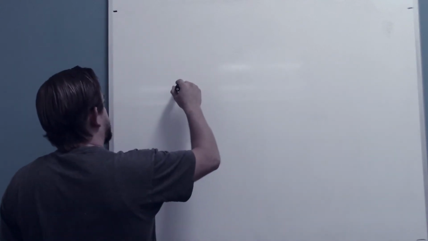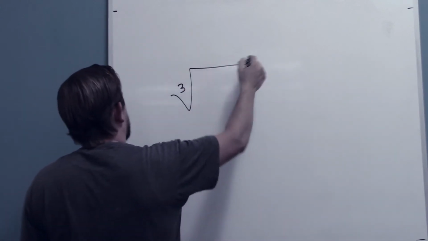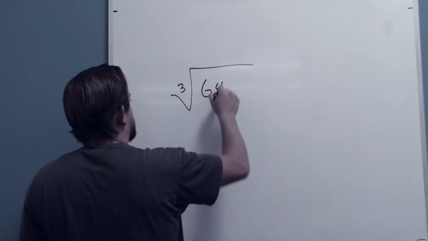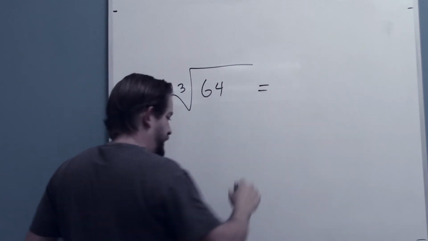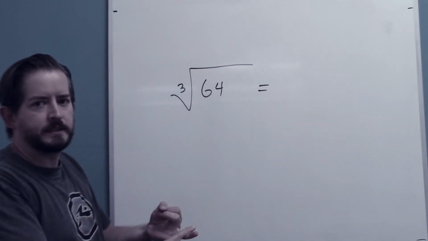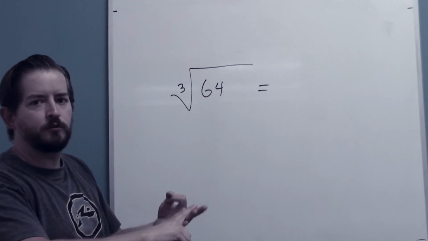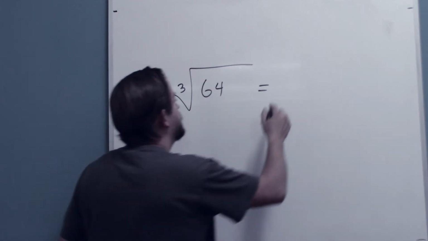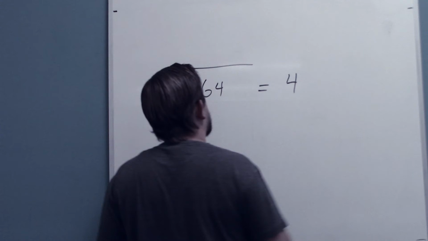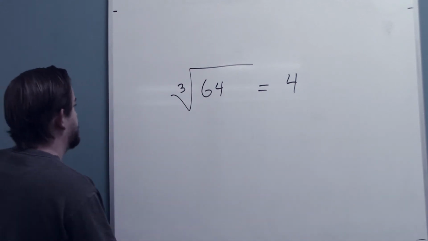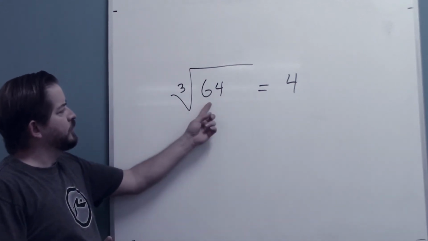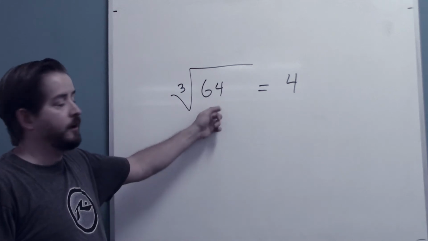So for example here, the cube root of 64. Well, I happen to know that 4 times 4 is 16, and then times one more 4 is going to give me 64, and therefore I have 4. Now I just happen to know that, but if you don't know that, you can actually factor this down.